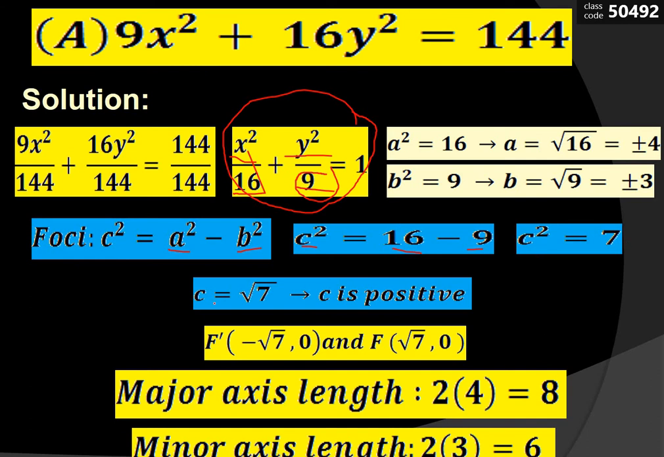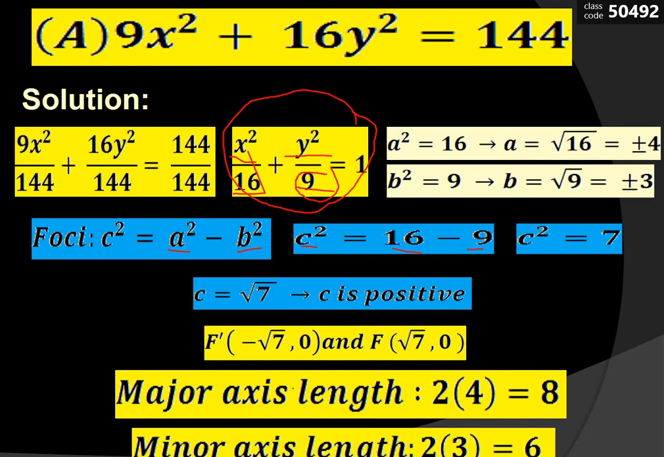But we need the value of c. So c is equal to the square root of 7. C is positive. Okay? Remember that c is positive. So let's have this one. F prime is equal to negative square root of 7, 0, and f is square root of 7, 0. So we need to take the left and the right, or the up and down for this.